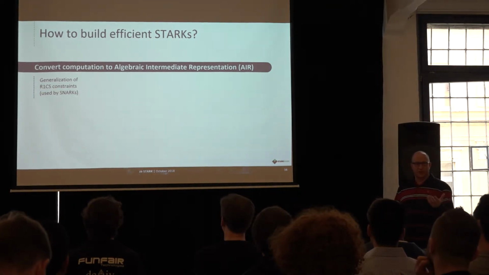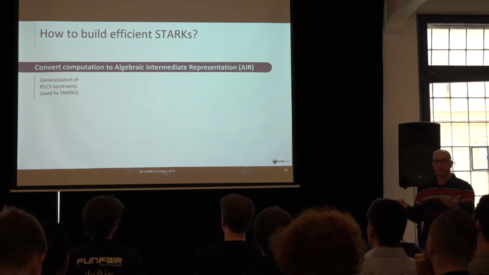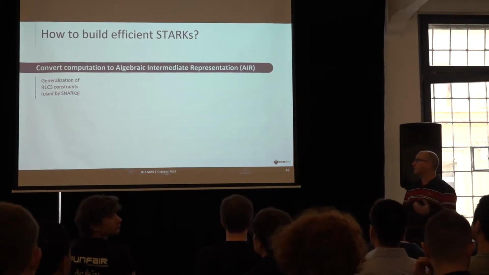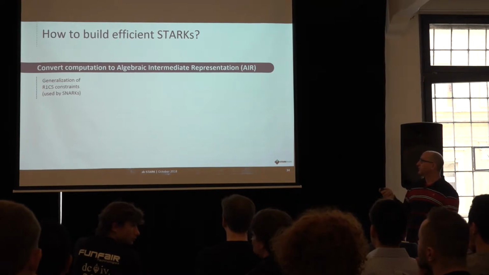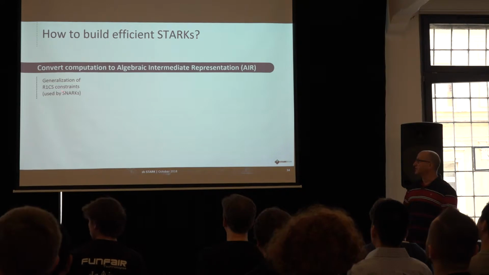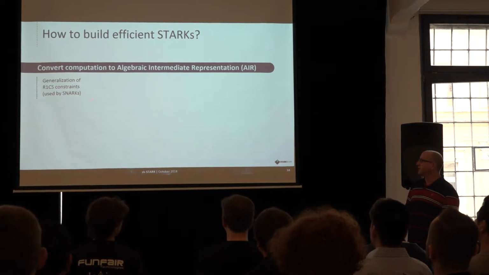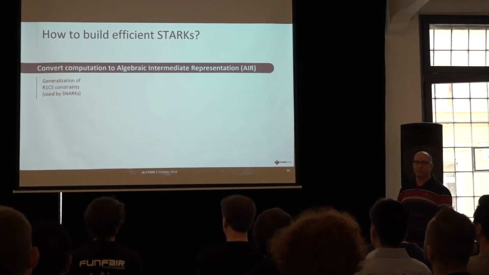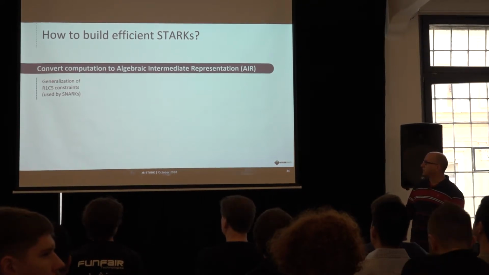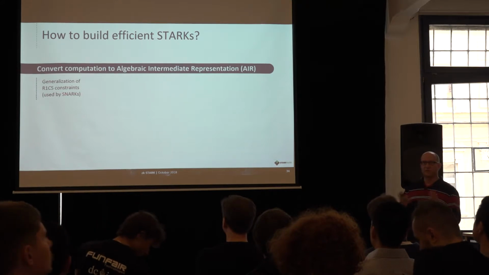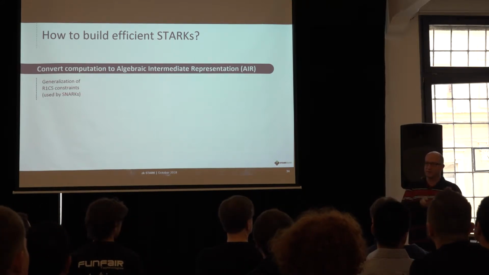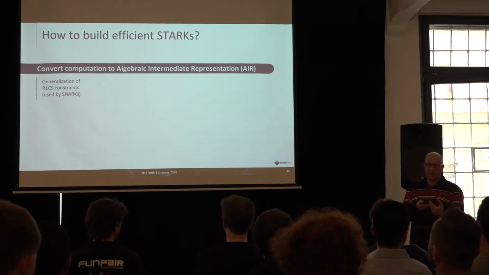So we start with a general computation that we would like to generate a proof and a verification for, and we need to do something with it. The first thing we do with it is we convert it into something we call an AIR, an algebraic intermediate representation. For those who have already dabbled in Snarks, they're familiar with R1CS constraints. So AIRs are a generalization of R1CS constraints, which means that each R1CS constraint system can be viewed as a special case of an AIR.